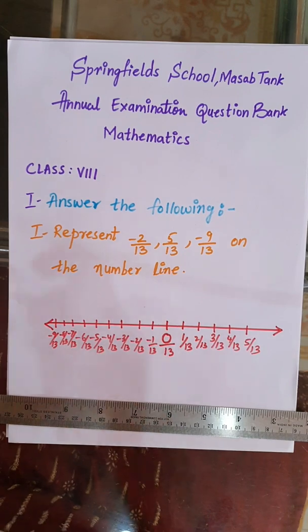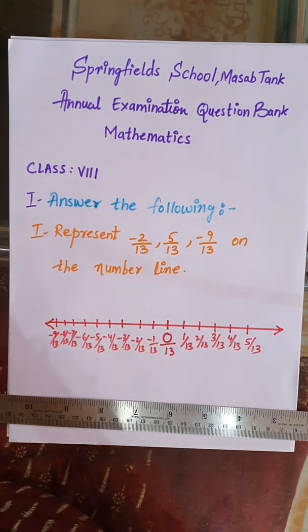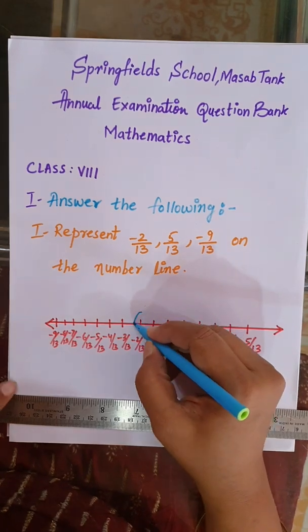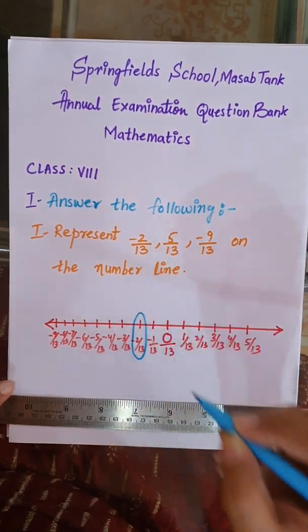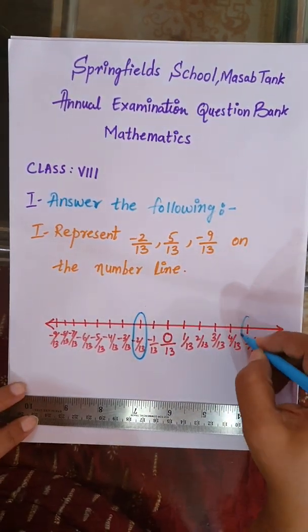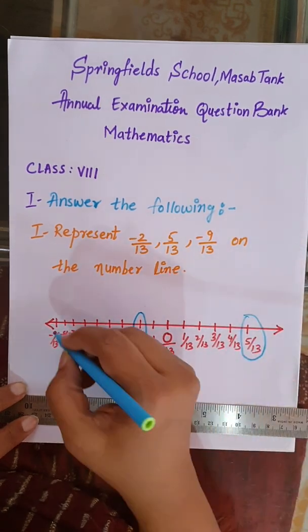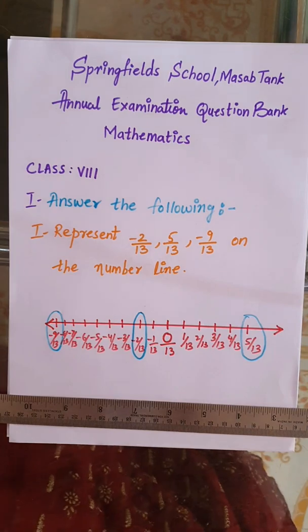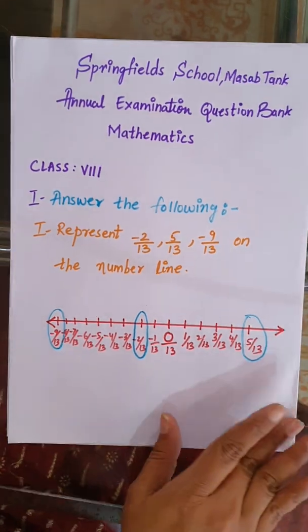Okay, so what all you have to represent on the number line is minus 2 by 13, circle it, 5 by 13, circle it, and minus 9 by 13, circle it. Okay, children, so this was question number 1.